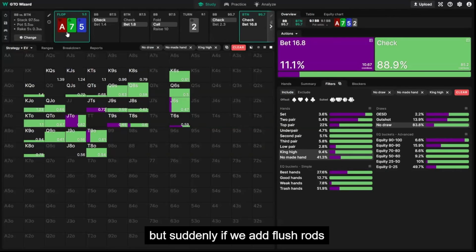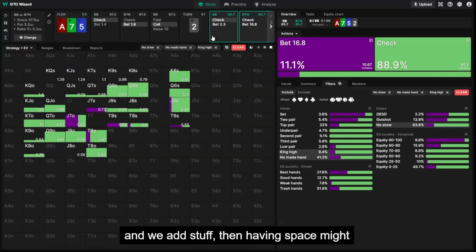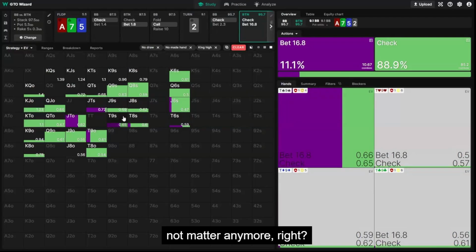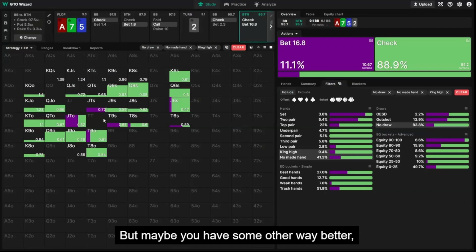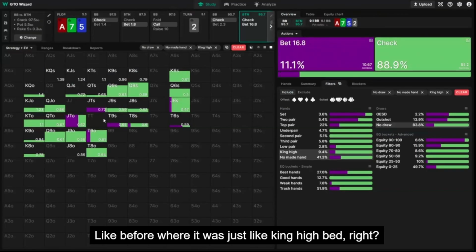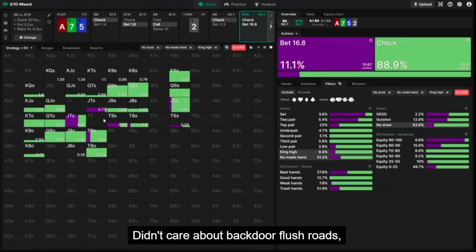But suddenly, if we add flush draws and we add stuff, then having spades might not matter anymore, right? Because you unblock the backdoor flushes, but maybe you have some other way better, more important factor to take into account. Like before, where it was just king high bet, right? It didn't care about backdoor flush draws, just king high bet.